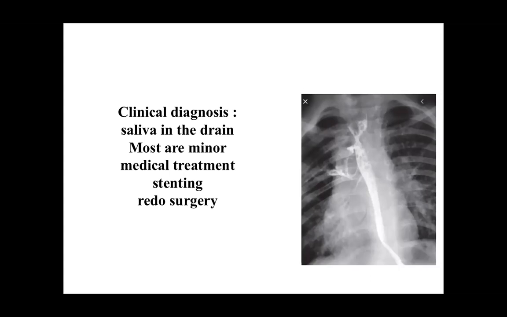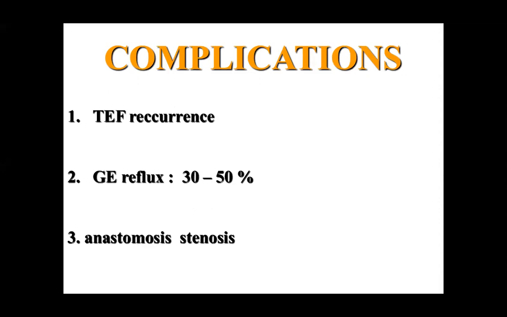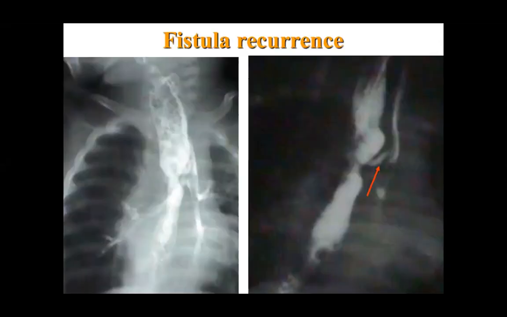But sometimes we will need stenting, especially covered stenting, or in very exceptional cases, we can perform redo surgery. The other complications that we can see are tracheoesophageal fistula recurrence, gastroesophageal reflux in almost 30% to 50% of cases, and anastomotic stenosis. So for fistula recurrence, you see here some examples.